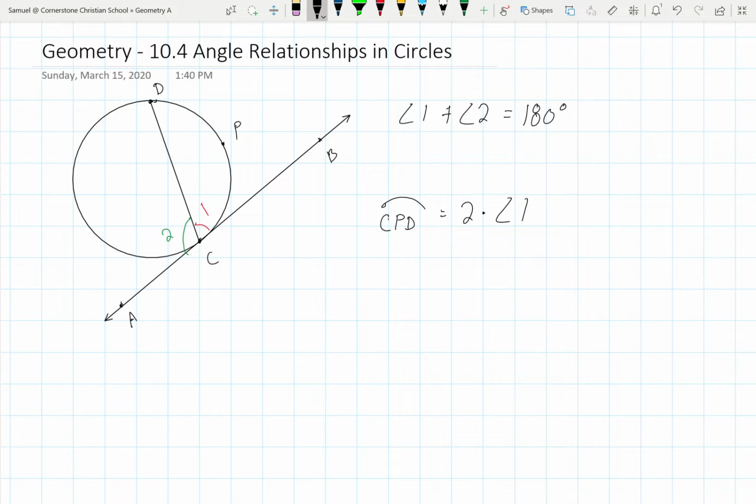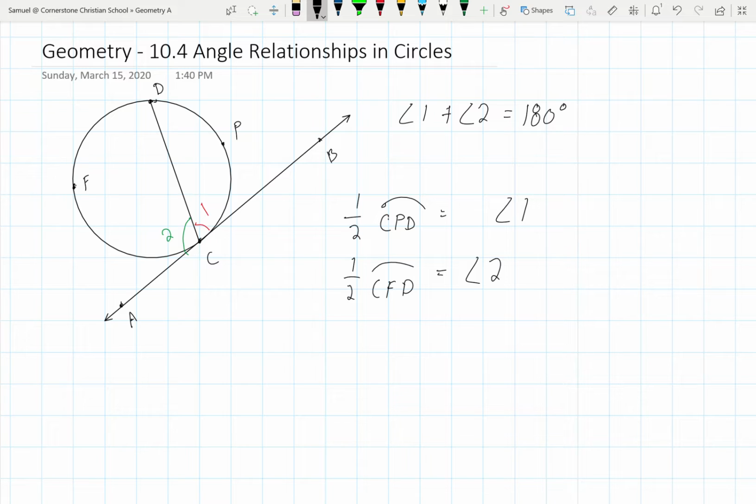So if angle 1 and angle 2 add up to be 180, then I know that this entire circle here, as it always does, adds up to be 360. So another way that we could have written this is maybe backwards. Angle 1 is equal to 1/2 CPD. And again, I'm going to add another point over here just for clarification. So let's say F. And also 1/2 of arc CFD is equal to angle 2.